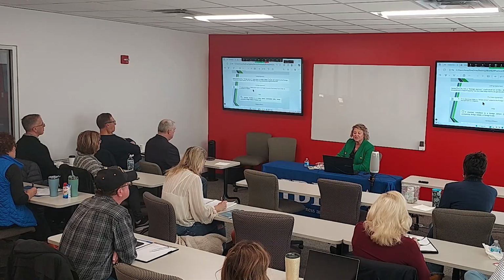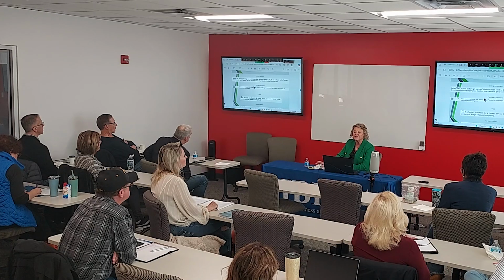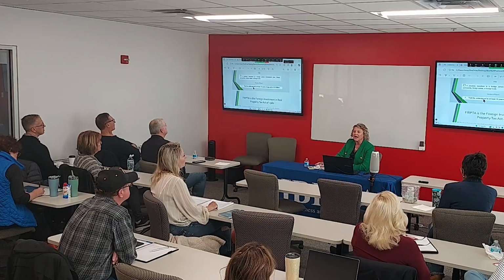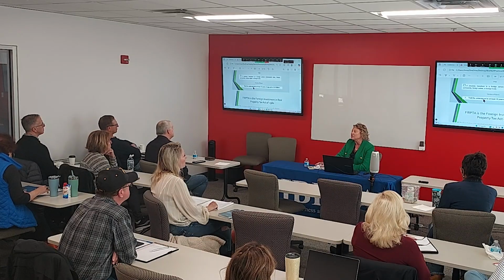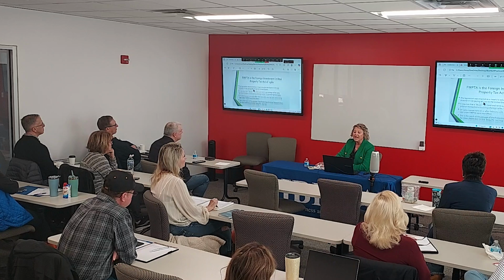So it says if it's determined that the seller is a foreign person, the seller will pay the applicable tax obligation. That is in your purchase agreement, that statement. When your seller accepts that offer, they're agreeing to do that. They've told you in the listing contract if they are or are not a foreigner. So they also sign on the 1099 at closing. They declare if they are or are not a foreign person.